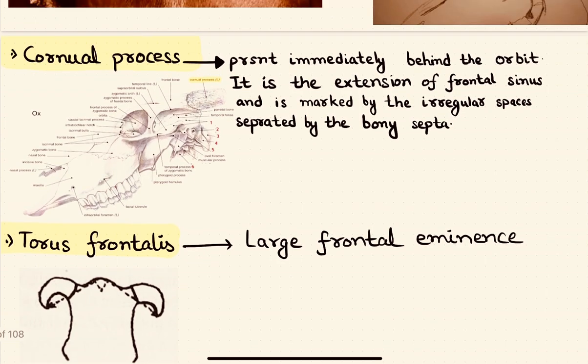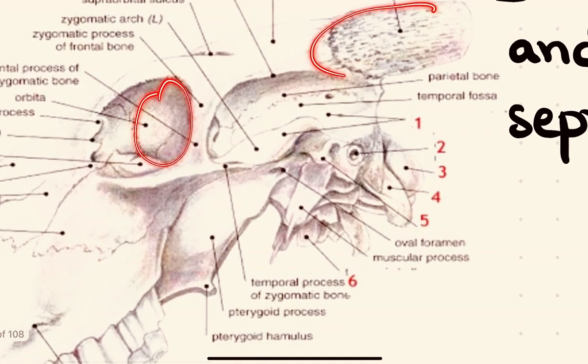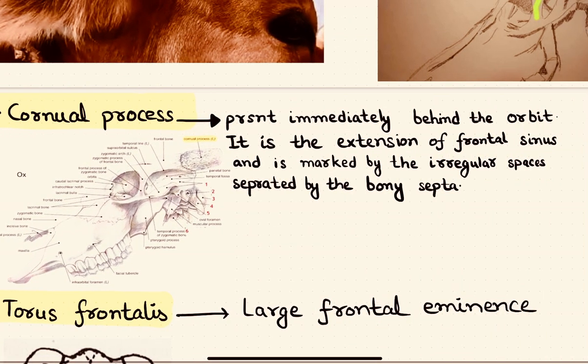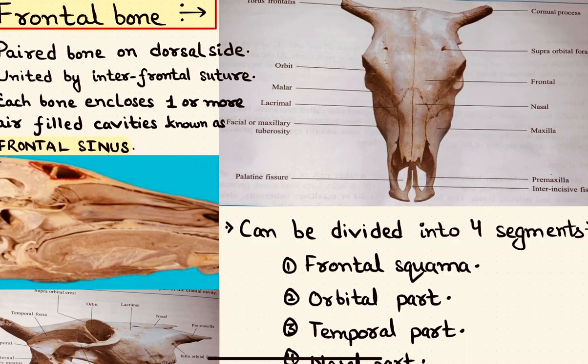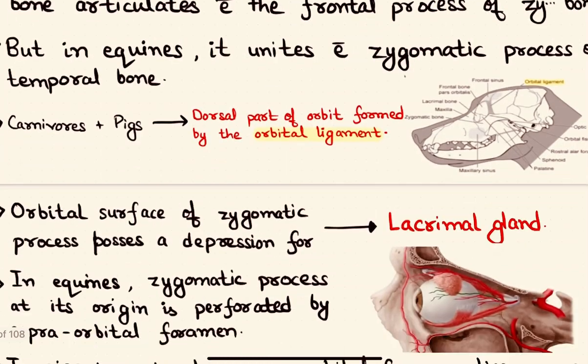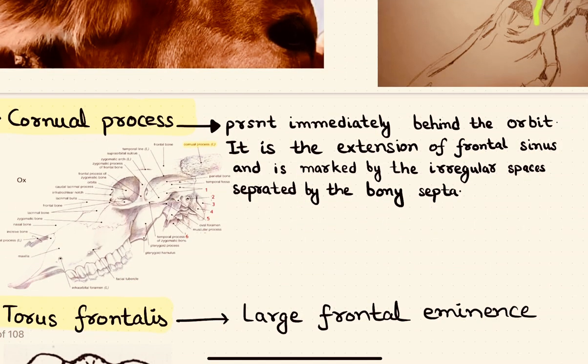Now what is this corneal process? It is present immediately behind the orbit. You can see this is the orbit, and this is the corneal process from which the horns arise. So it is just present behind the orbit, and it is nothing but the extension of the frontal sinus. I showed you the frontal sinus at the start of this video. This was the frontal sinus, and it gives rise to the horns after some time, or corneal processes, which are marked by some septa also. If you look inside a horn, you will see certain irregular bones there.